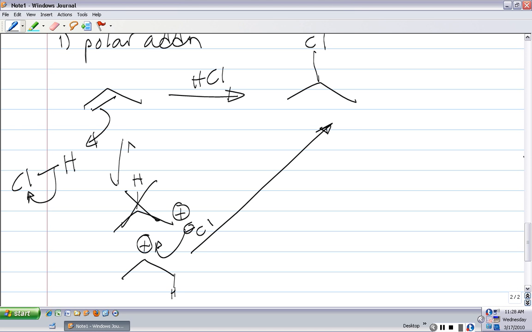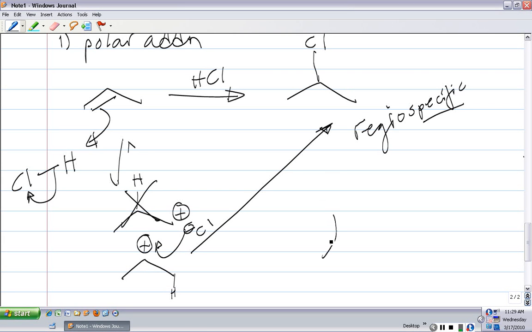So we end up with a reaction that is regiospecific. This is a term you remember from previous lectures. It's regiospecific because we end up getting the H and the Cl in a specific region of the molecule. That, of course, is different from being regioselective.